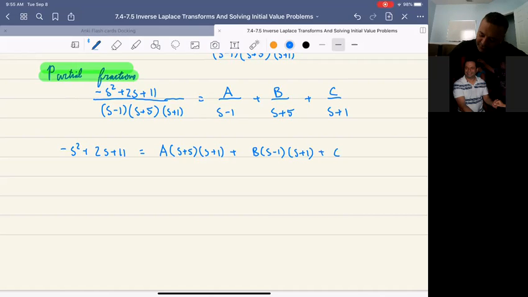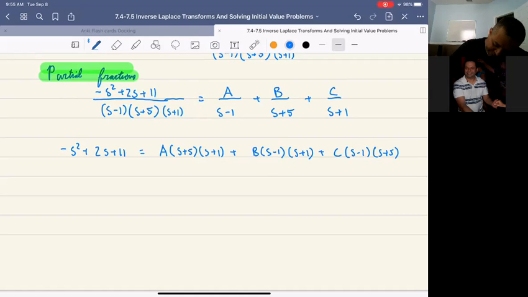Okay, so I'm just writing out the numerators. And then the first thing I'm going to do is pick special values of s that are going to give me some of the constants quick. So for example, if I pick s equals 1, then this is going to be 0 and this is going to be 0.